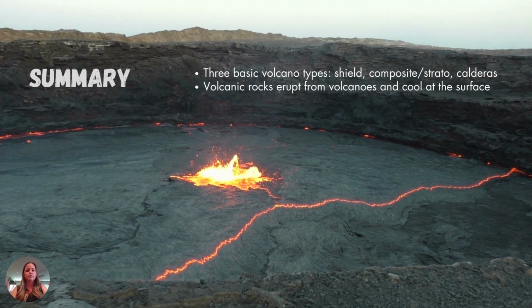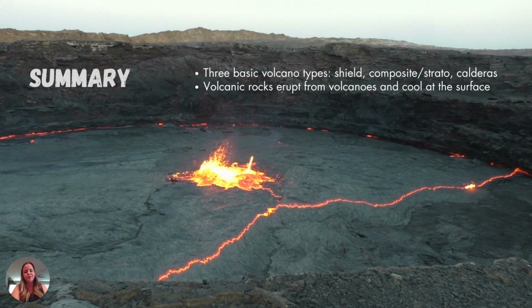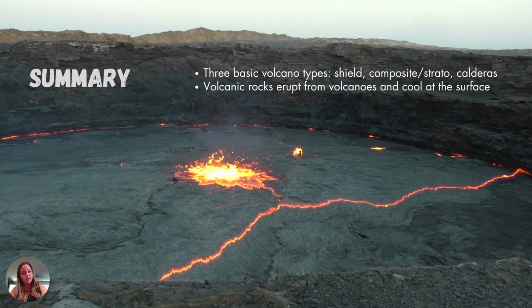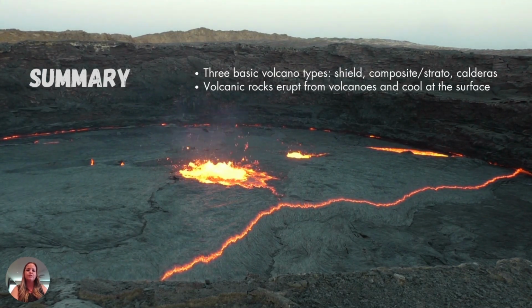The lava that's erupted onto the surface is an igneous rock, which we call a volcanic rock, and they cool at the surface. We'll talk about volcanic rocks in the igneous rocks lecture.